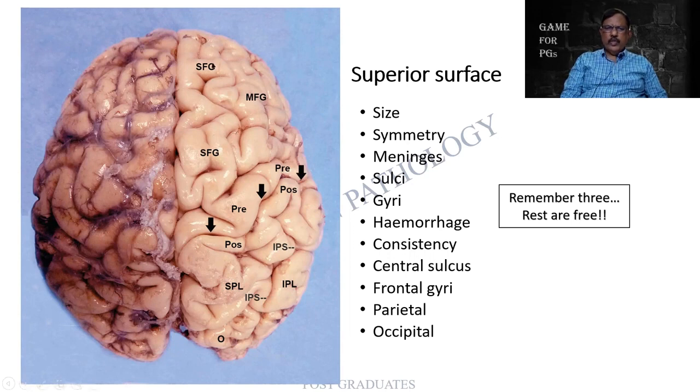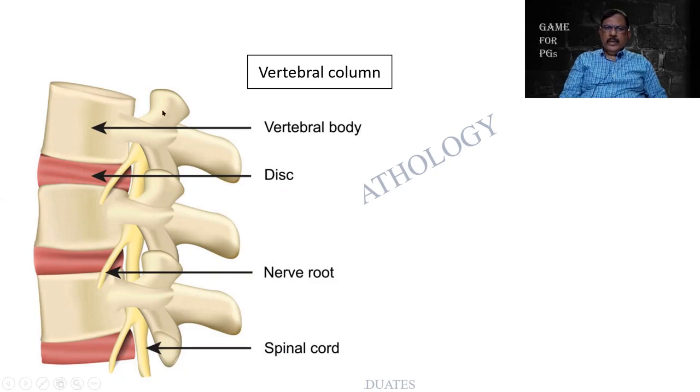There are three regions, obviously, the frontal, the parietal and the occipital. If you remember these three, there are many subdivisions which you people can go through. The rest are free. My dear students, this is the vertebral column and the spinal cord within it. And I am finding the branches of the spinal nerves.